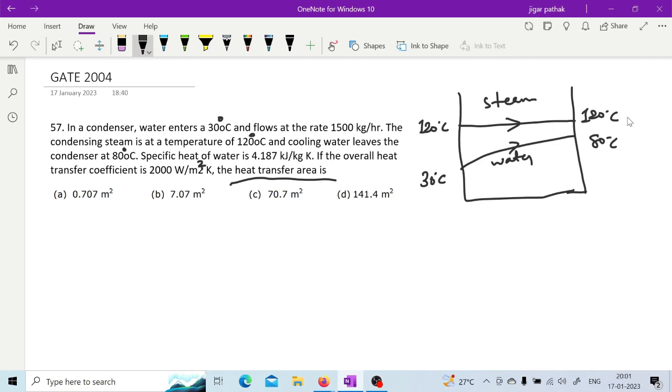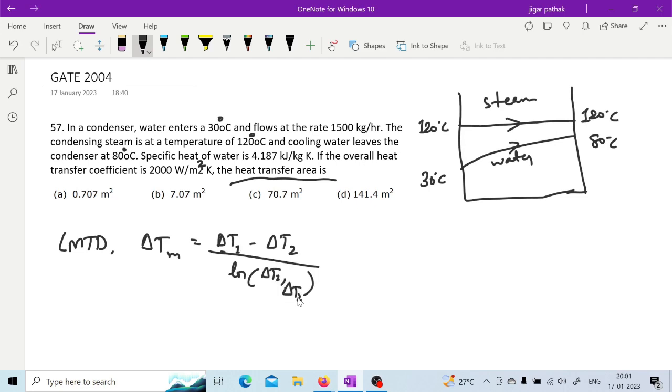So you can first calculate the LMTD, right? What will be the LMTD for this case? Delta Tm is delta T1 minus delta T2 upon ln delta T1 by delta T2. So what is this? Here 90 minus 40, right? Ln 9 by 4. So what is this delta Tm? 61.66. Yeah, it is almost 61.66, right?